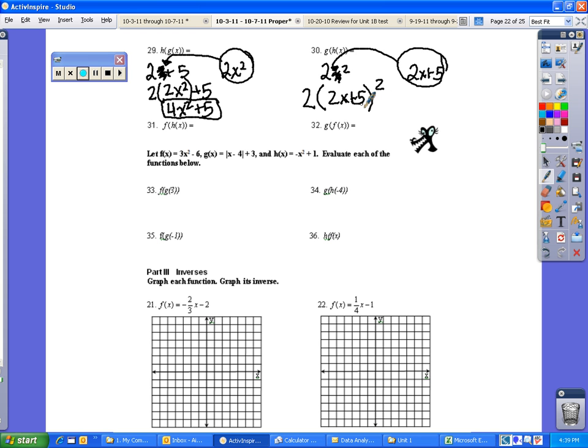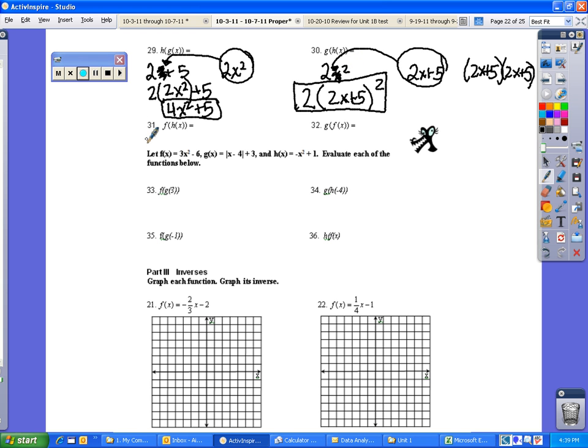Now this is actually going to be a FOIL problem, and I'm not going to take time in this video to do the foiling. But you are going to FOIL the 2x plus 5 and then distribute the 2, which is a very long process. Really, you're just doing the 2x plus 5 times 2x plus 5, and then at the end you have to distribute the 2 to all of that.